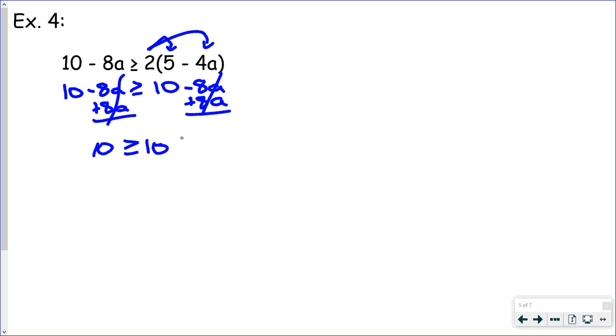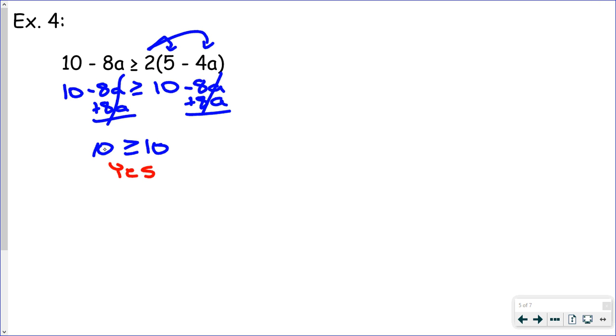So remember from solving equations, when your variables both disappear, your solution is either going to be identity, meaning there's an infinite number of solutions, meaning the solution is all real numbers, or it's no solution. So if you end up with a true statement, then it's identity. If you end up with an untrue statement, then it's no solution. So the question is, is 10 greater than or equal to 10? And the answer is yes. That is a true statement.